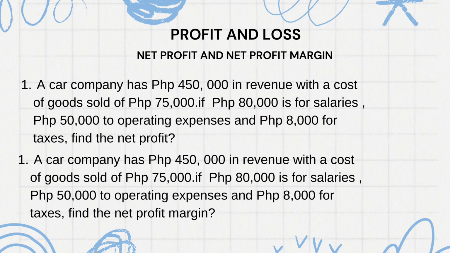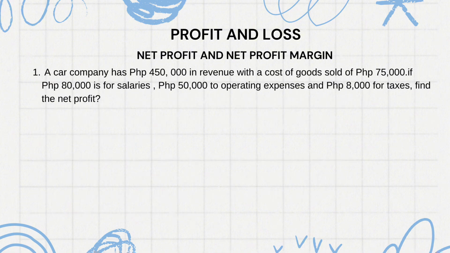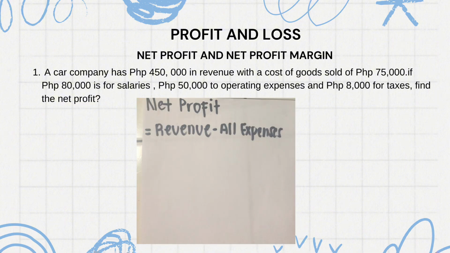Next, move on to the net profit and the net profit margin. Now, here the problem for net profit. A car company has 450,000 in revenue with a cost of goods sold 75,000, 80,000 for salaries, 50,000 for operating expenses, and 8,000 for taxes. Find the net profit.